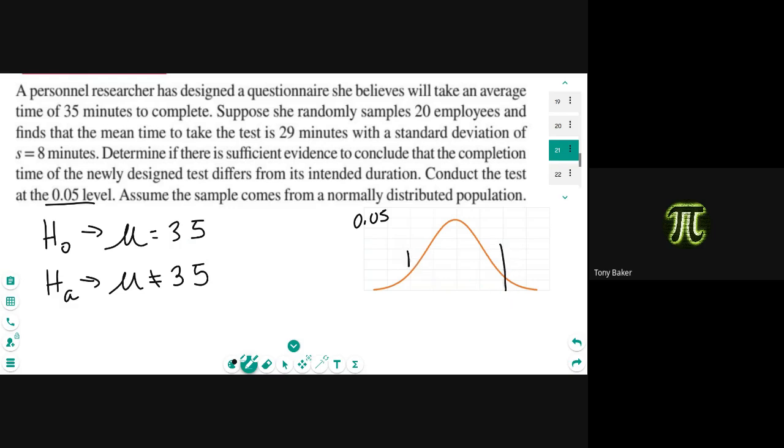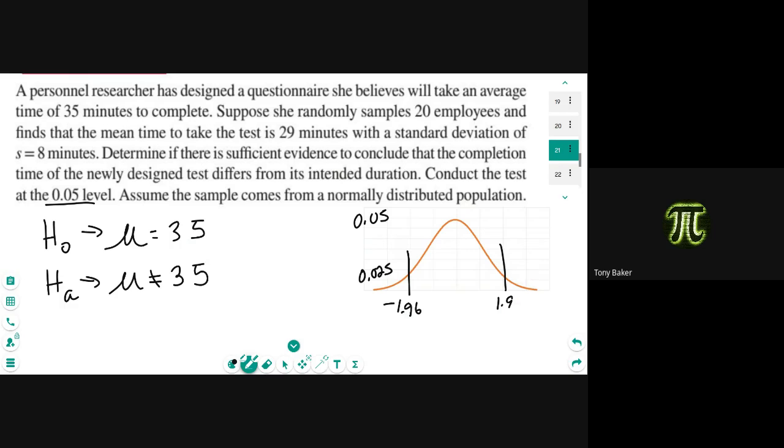So I'm looking for two numbers. Which number am I going to look at in the table? Right, but which number am I looking for? 0.025, because that's going to give me the 5 total. So you should get 1.96. So it's 1.96 and negative 1.96. It has to be above 1.96 or below this.